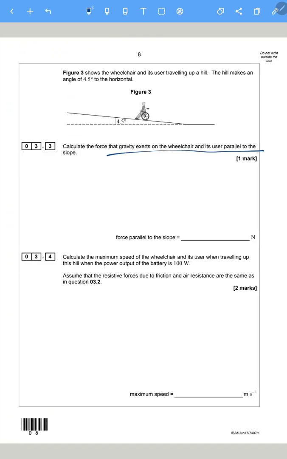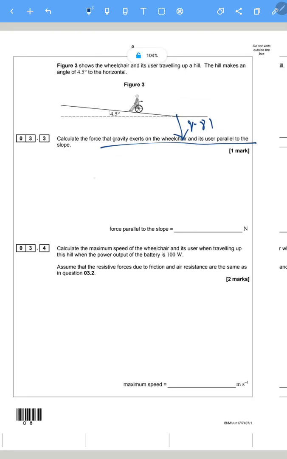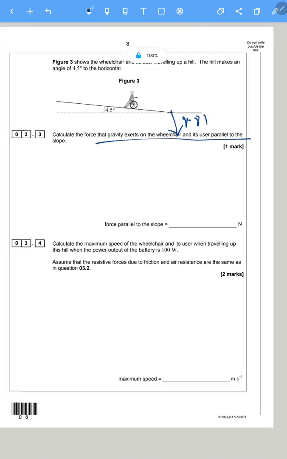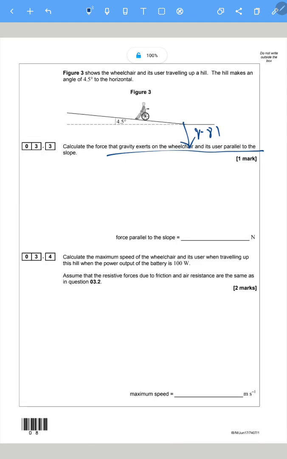Calculate the force of gravity exerted on the wheelchair parallel to the slope. Well, it's downwards, 9.81, at an angle of 45 degrees. So, what? Calculate the force that gravity exerts on the wheelchair parallel to the slope. What slope is this? So it's asking for this part. So then what? Is that 90 over sine 80? But that's 4.5. That means this angle is 90 plus 4.5. 180 minus the answer is 5.5.